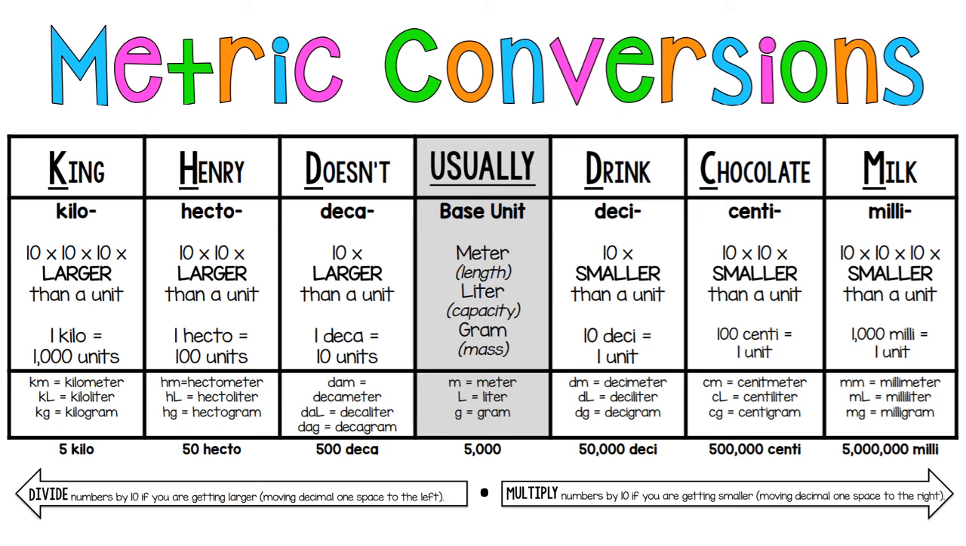Just remember, King Henry doesn't usually drink chocolate milk. Find your starting spot, move to the left or to the right, and just move your decimal that many times to the place where you need to end.